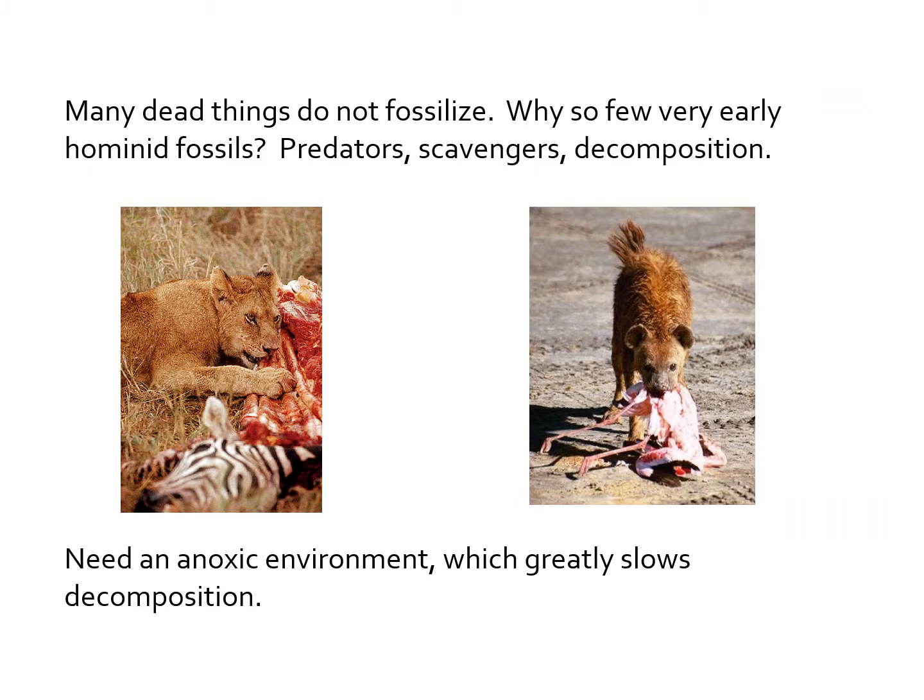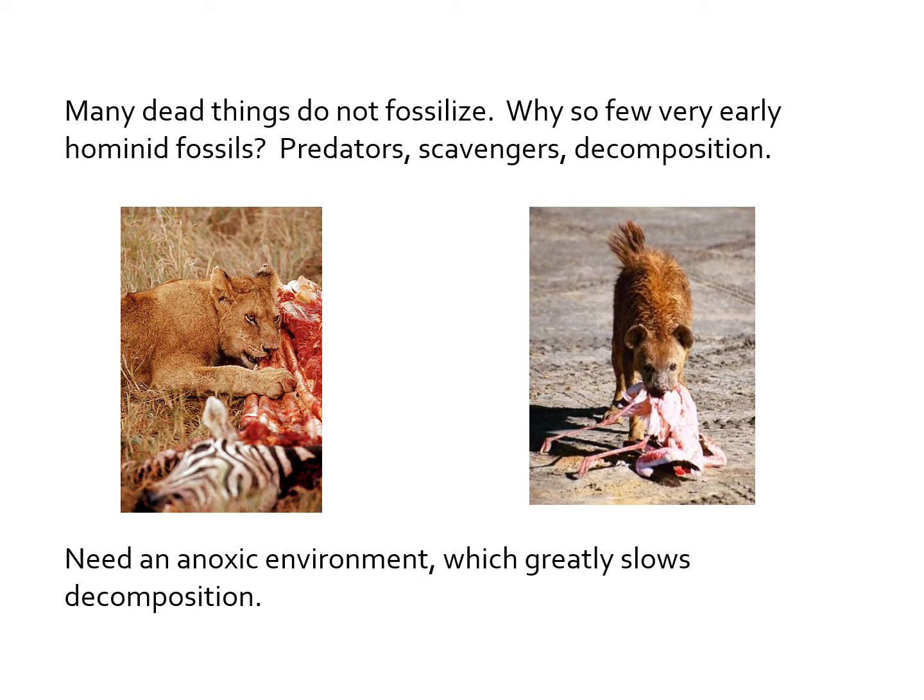It's important to note that when we look at fossilization, why don't we find lots and lots of creatures? Billions of creatures over the course of the evolutionary history of this planet have died. So why don't we have billions upon billions of fossils? Well, many, many dead things don't fossilize. In fact, very, very few of our early hominid fossils exist.